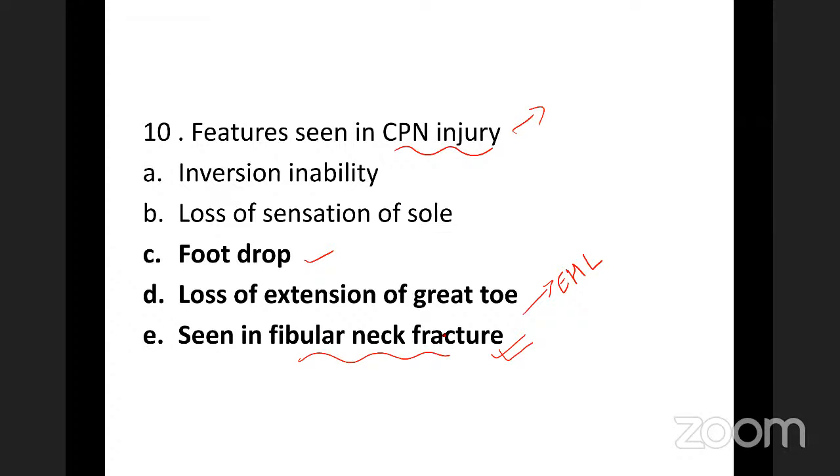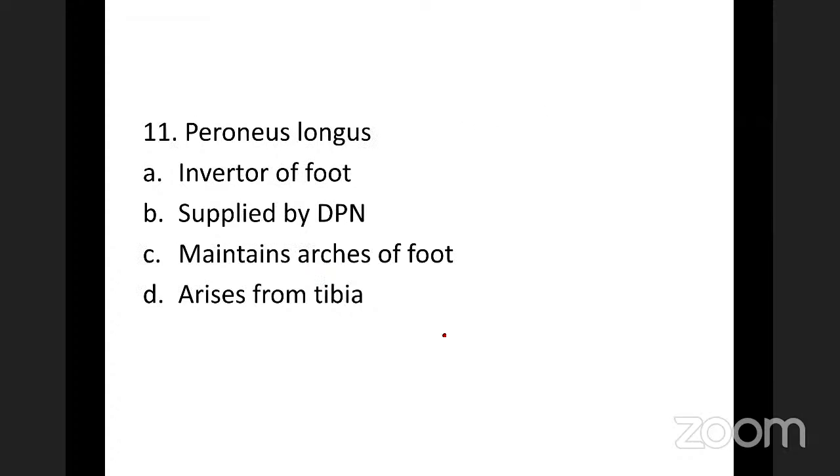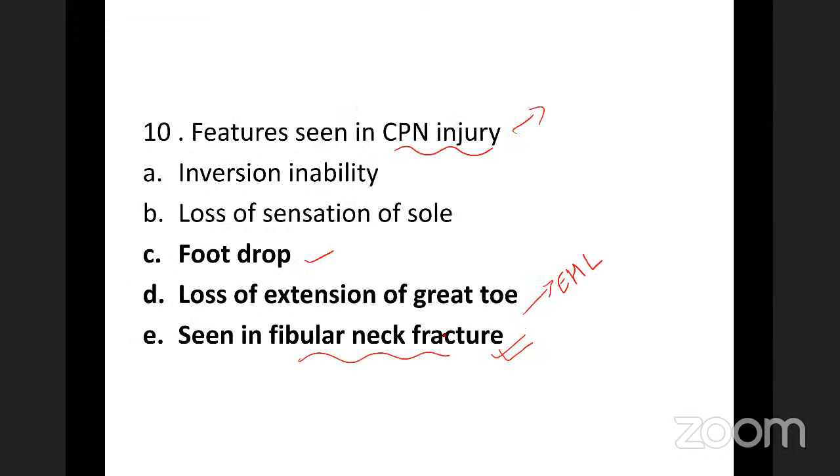Any doubts, students? Ma'am, why is inversion not an option, ma'am? Inversion will also be affected, no, ma'am?